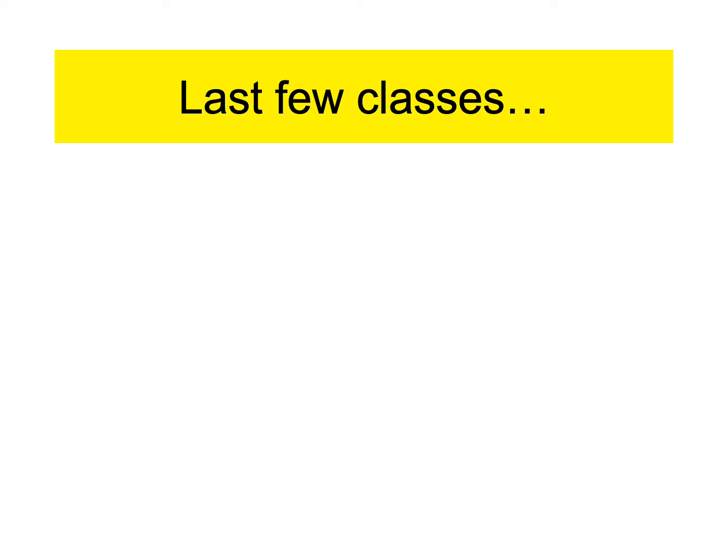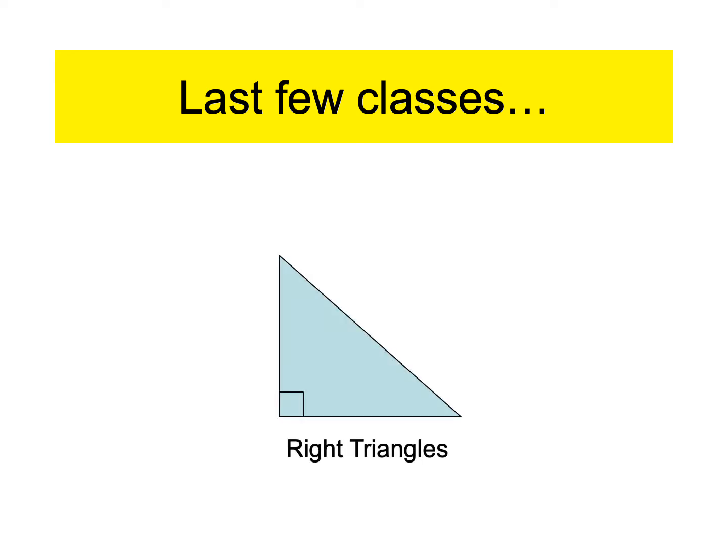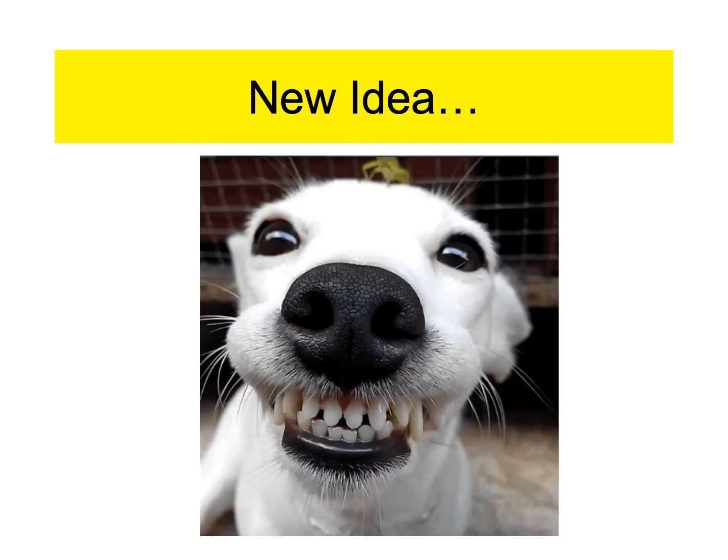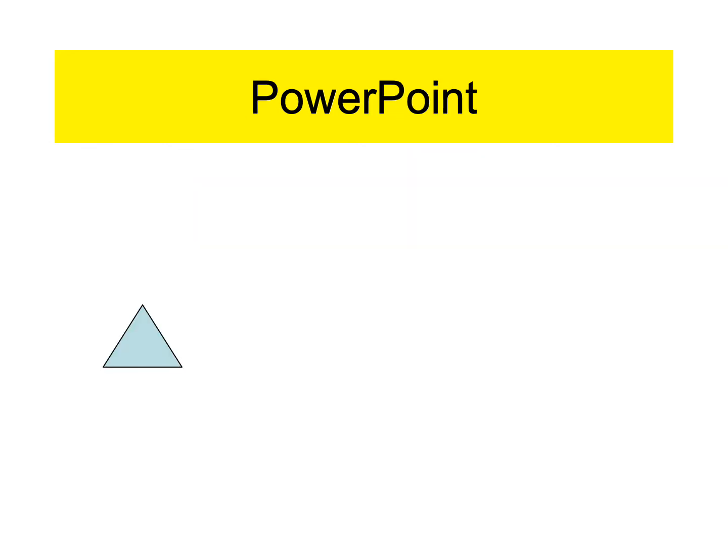And then I started talking about what we did in the previous classes. Well, in the previous classes we were doing Pythagorean theorem, so we were dealing with right triangles. But in the classes before that, we dealt with acute and also obtuse triangles. So the new idea is this: imagine any shape, right?